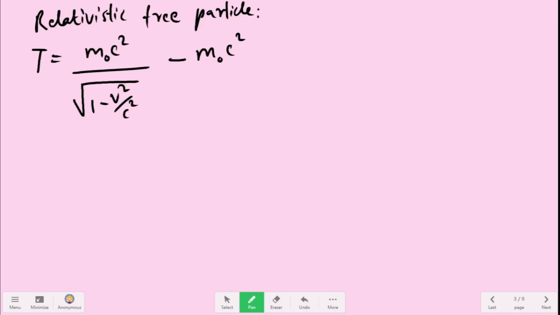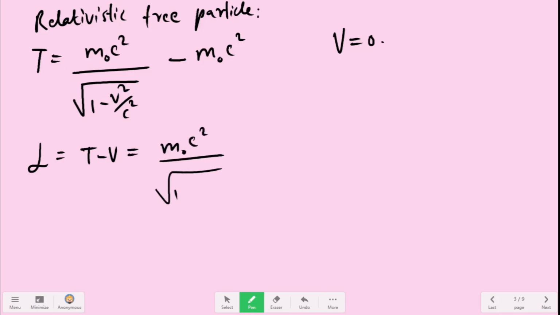Now for free particle, potential energy is equal to 0. Therefore, if Lagrangian is equal to T minus V, this should be m naught c square divided by root of 1 minus v square upon c square minus m naught c square. But if we put this Lagrangian into the Euler Lagrange equation of motion, then it does not produce the correct equation of motion. It does not describe the dynamics of a relativistic free particle. Therefore, in the case of a relativistic free particle, L is not equal to T minus V, because it does not describe the dynamics of the system correctly.